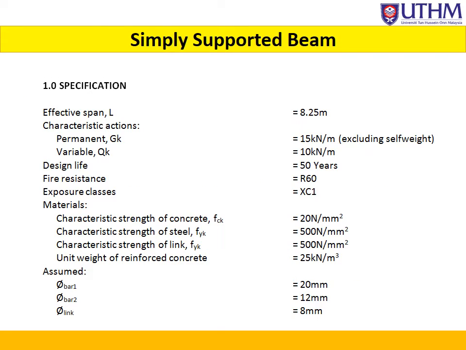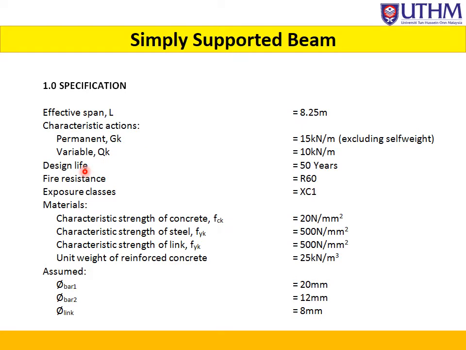This is data gathered from the question. Effective span is measured from the middle of the support to the middle of the support. The question gave 8 meter clear distance. For that, we have to add half of the width of the two supports. That's how we get 8.25 meters. Gk and Qk are given.